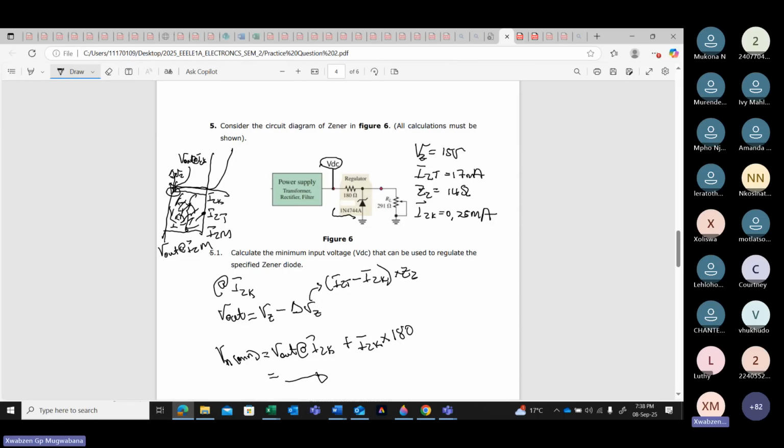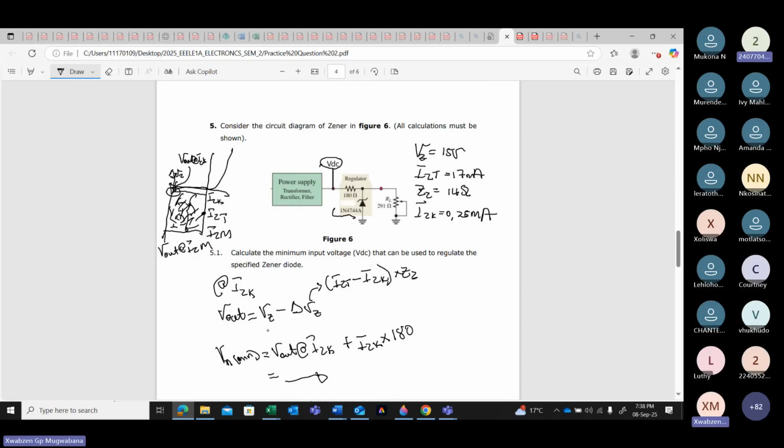How do I get that? I need to go to minimum. When I get to minimum, it must be IZK. What happens at IZK? V out is equal to VZ minus change in VZ, minus change in VZ because I'm at minimum. Always, it is from the test point to the minimum. Are we together? Multiply by ZZ.